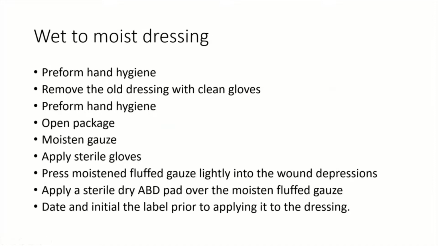Wet to moist dressings. These are our steps in this procedure. Perform hand hygiene. Remove the old dressing with clean gloves. Perform hand hygiene just because it's an old dressing. Open the package. Moisten the gauze. Apply sterile gloves. Press and moisten fluffed gauze into the wound depressions. Apply sterile ABD pad over the moistened fluff gauze. Date and initial and label prior to applying it to the dressing.